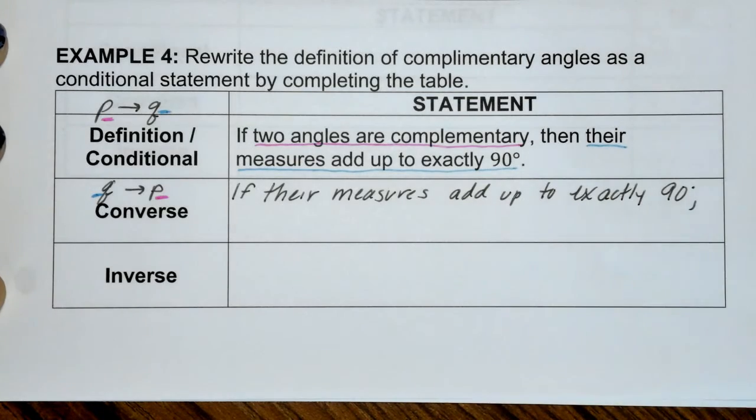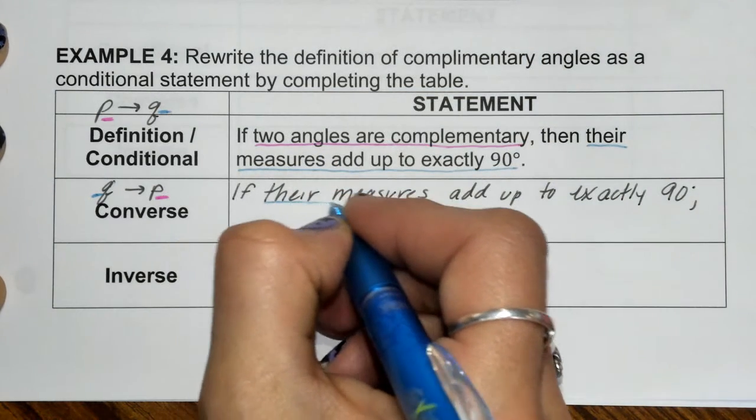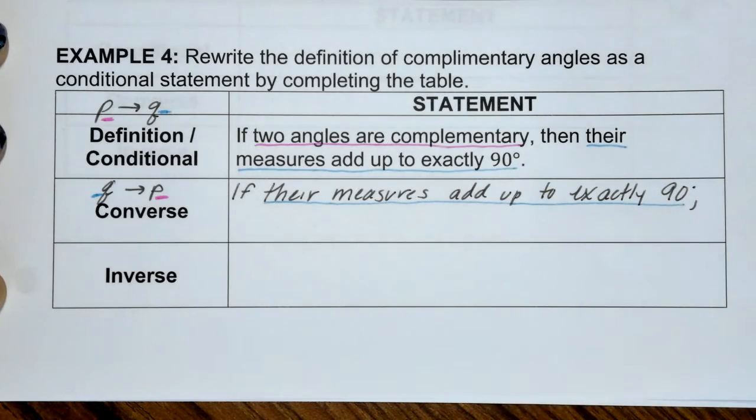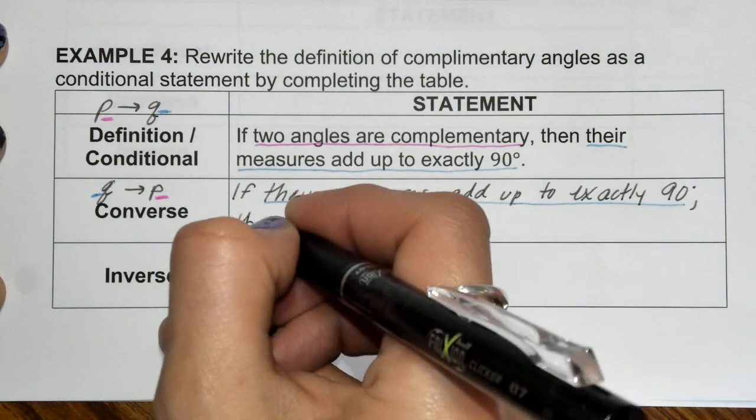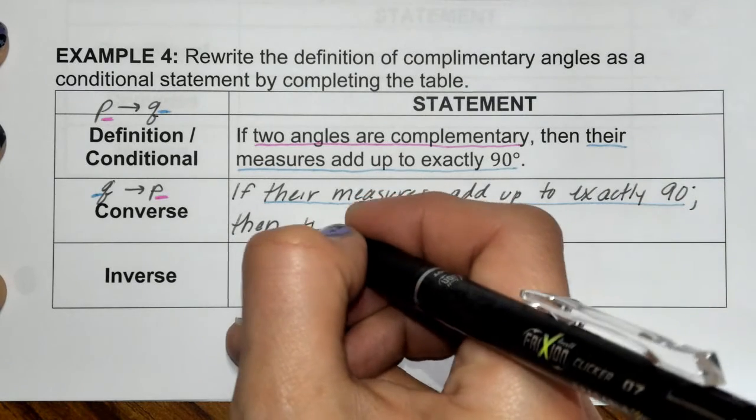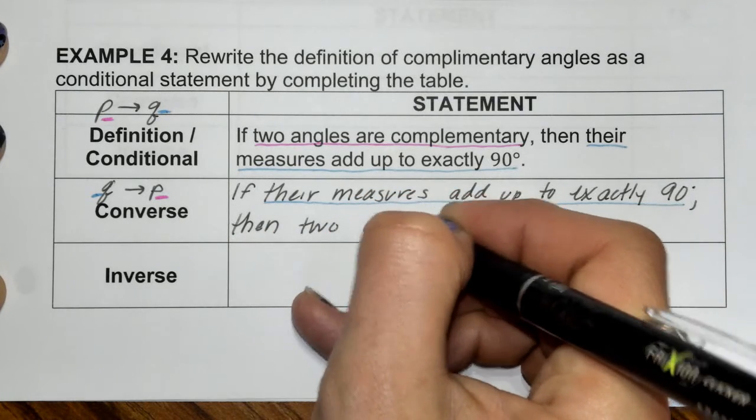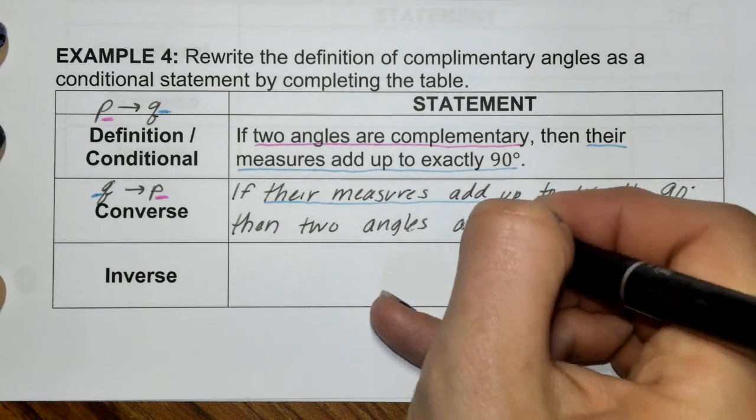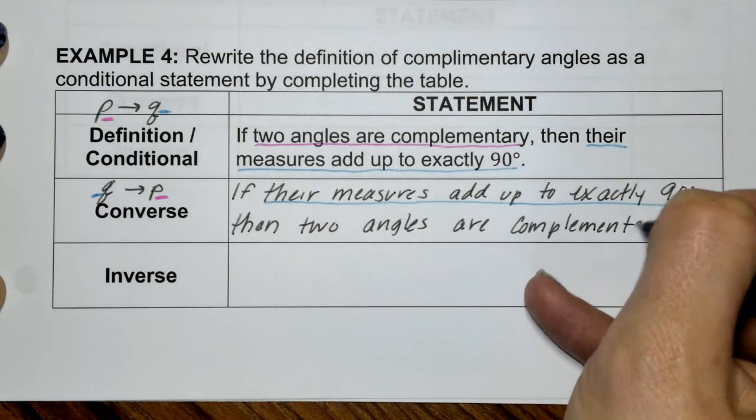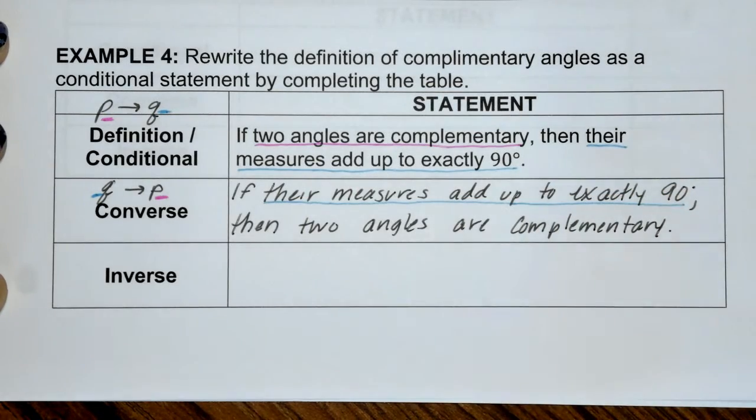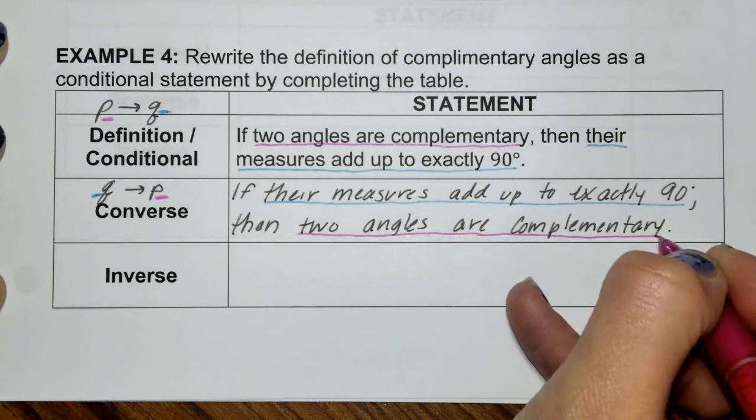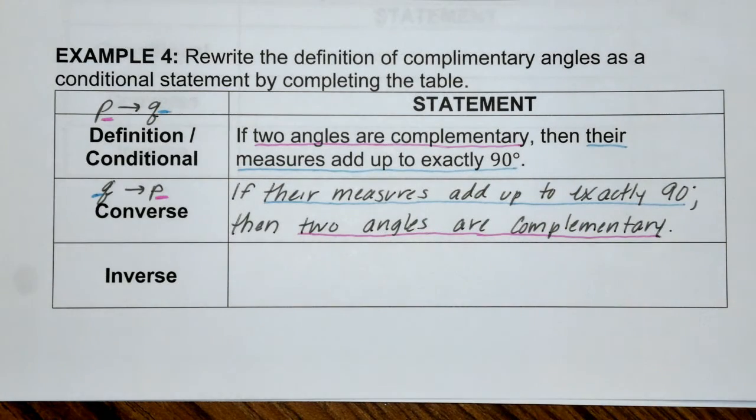A lot of silence there, right? So just underlining their measures add up to exactly 90 degrees. Then put in that first part, P. Two angles are complementary. Not underlining the word then, just everything else, that corresponding or matching color.